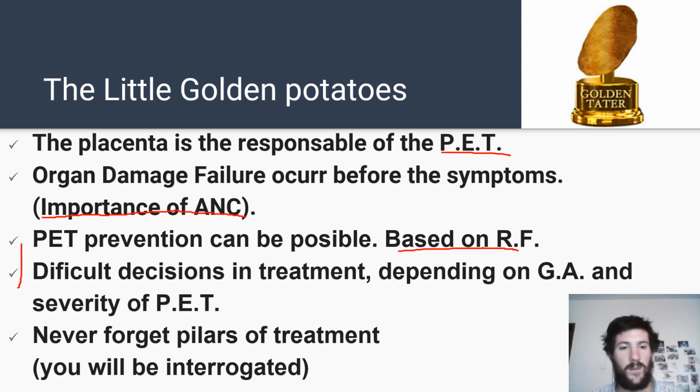The fourth point is to know that there are difficult decisions in treatment, and these difficult decisions are because we have two lives here, the life of the fetus and the life of the mother. And these decisions must be thought through depending on the gestational age and also the severity of the preeclampsia. That is where it's very important to know how to classify the preeclampsia and also to have a correct gestational age. And the last one is never forget the pillars of the treatment, the 5 pillars.